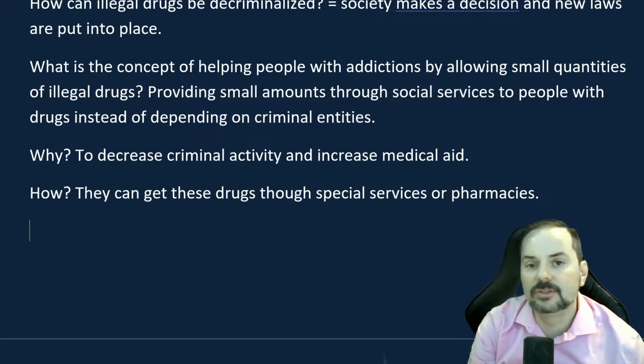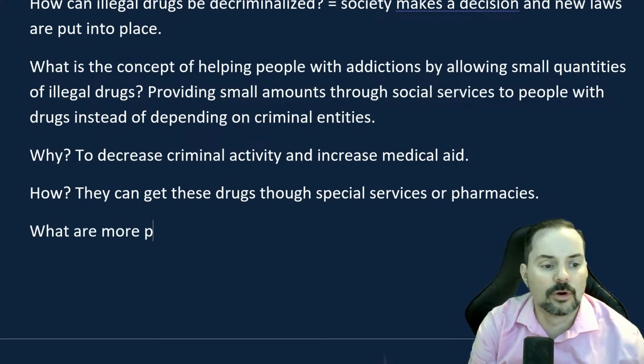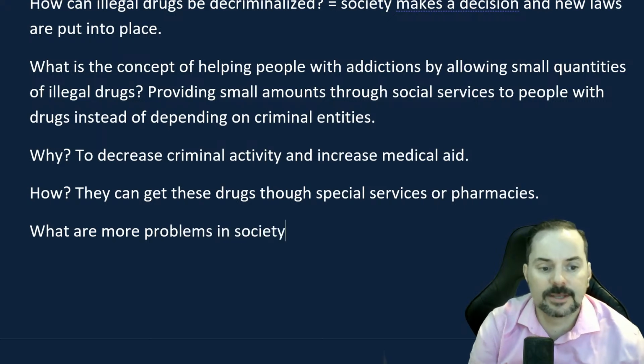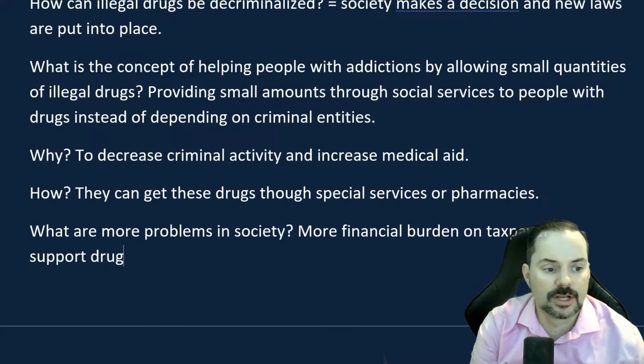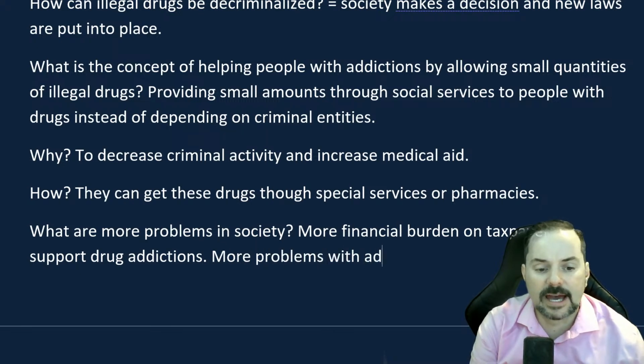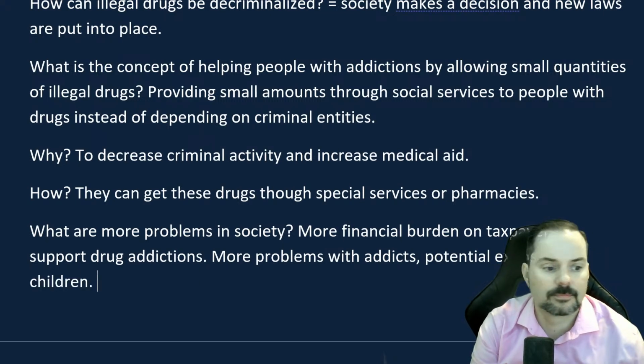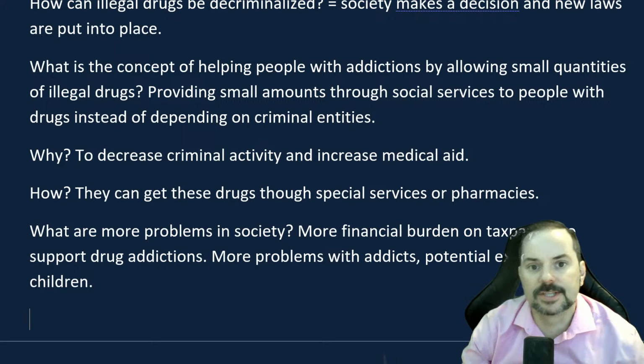Why would this lead to, or what are more problems in society? More financial burden on taxpayers to support drug addictions. More problems with addicts. Potential exposure to children. Okay. All right. For instance, okay.